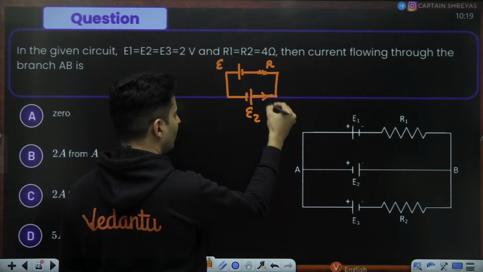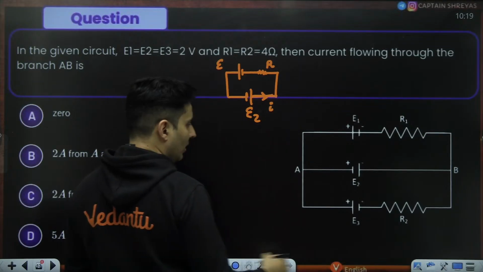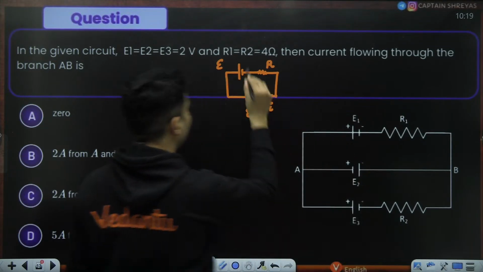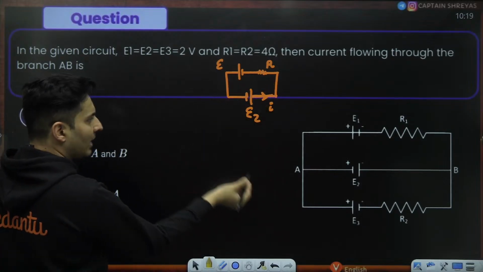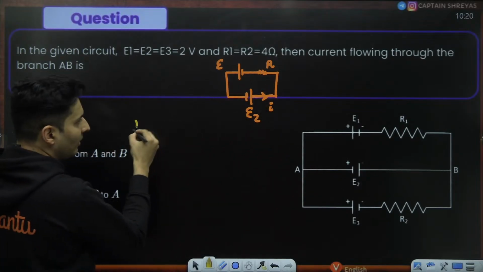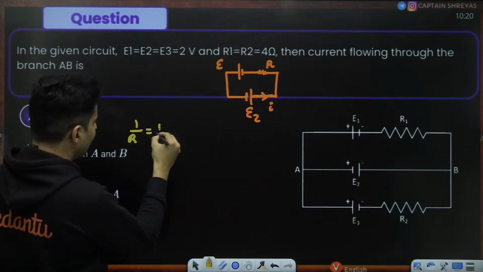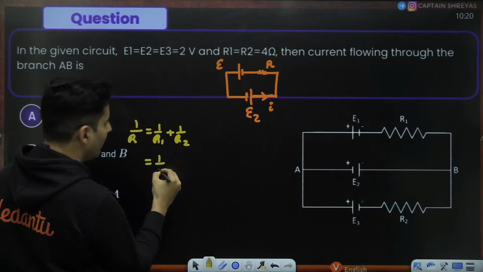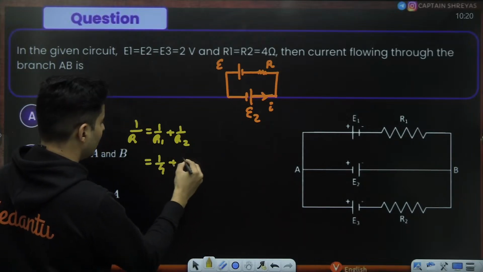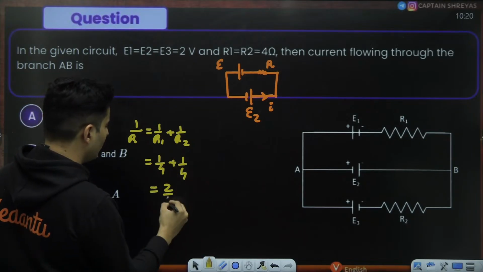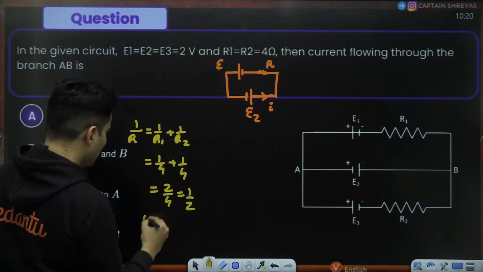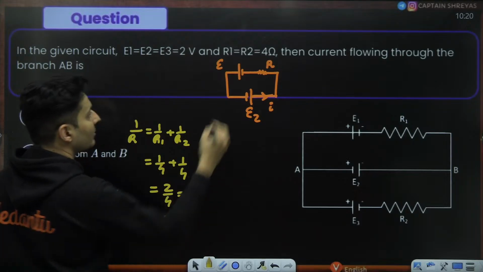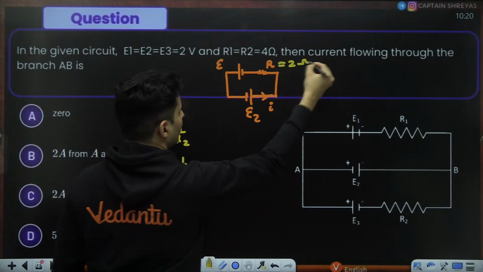And then you have been asked how much is the current in it. So in order to find the equivalent resistance, use the parallel resistance formula. 1 by R will be 1 by R1 plus 1 by R2. So it will be 1 by 4 plus 1 by 4, that will be 2 by 4, which is nothing but 1 by 2. So R is nothing but 2 ohms. So this resistance is nothing but 2 ohms.